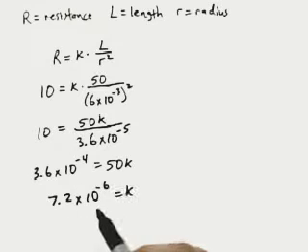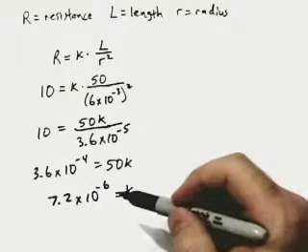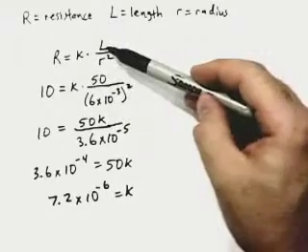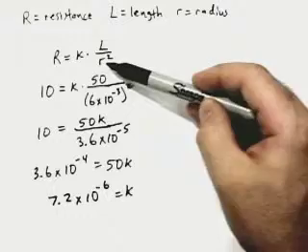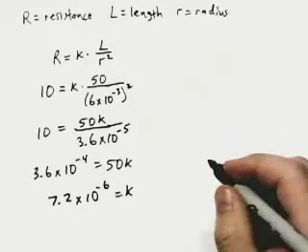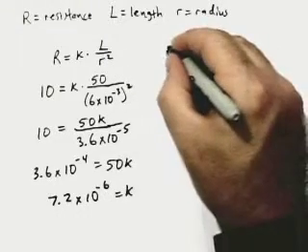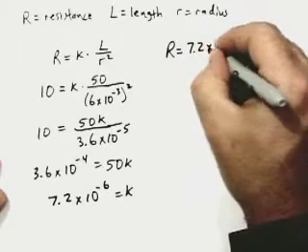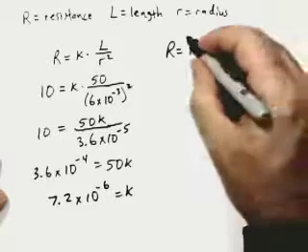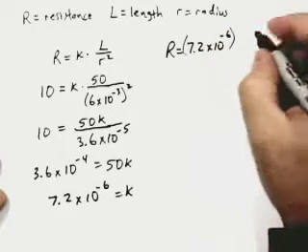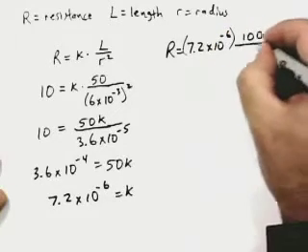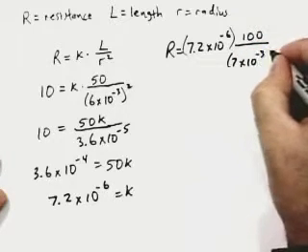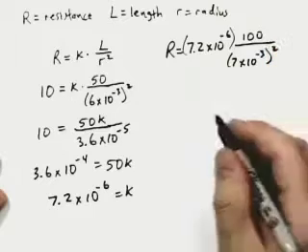Now we can use this value for K to answer the question that's actually asked, and that is, what would the resistance be if we had 100 feet of the same wire, but we increased the radius to 7 times 10 to the negative third inch? So we get R is equal to 7.2 times 10 to the negative sixth, that was our value for K, times L, which is 100, over the radius, 7 times 10 to the negative third, and that's squared.